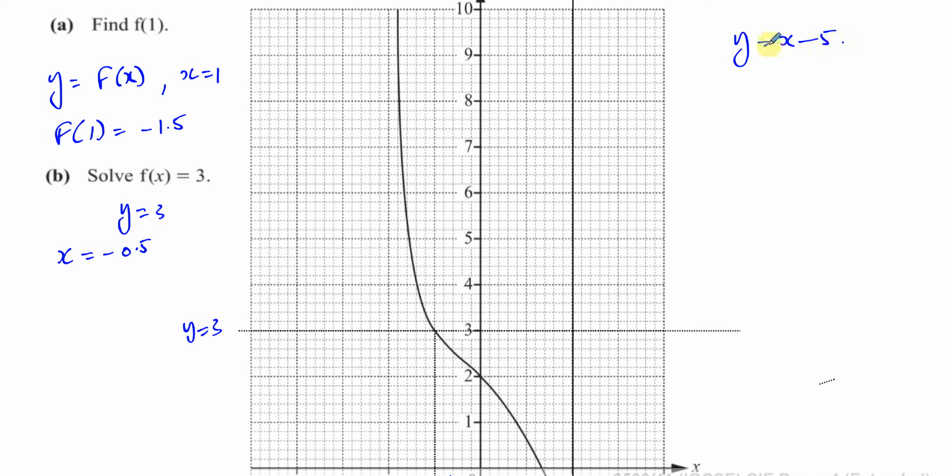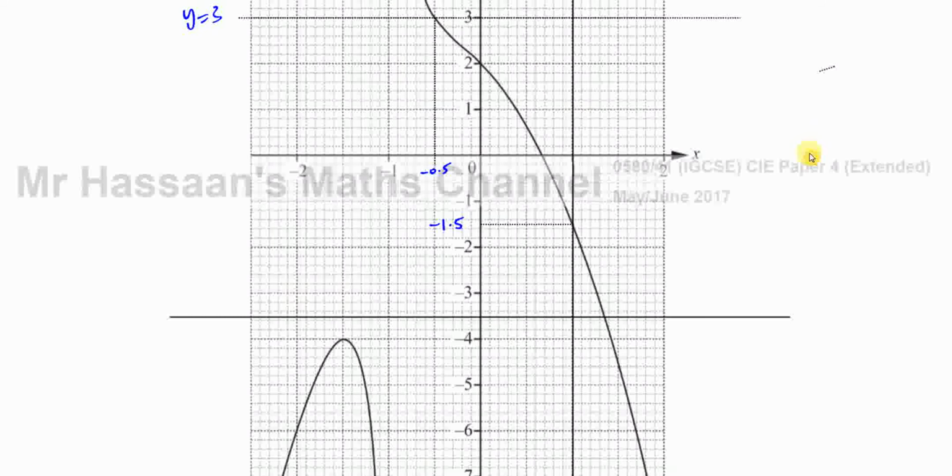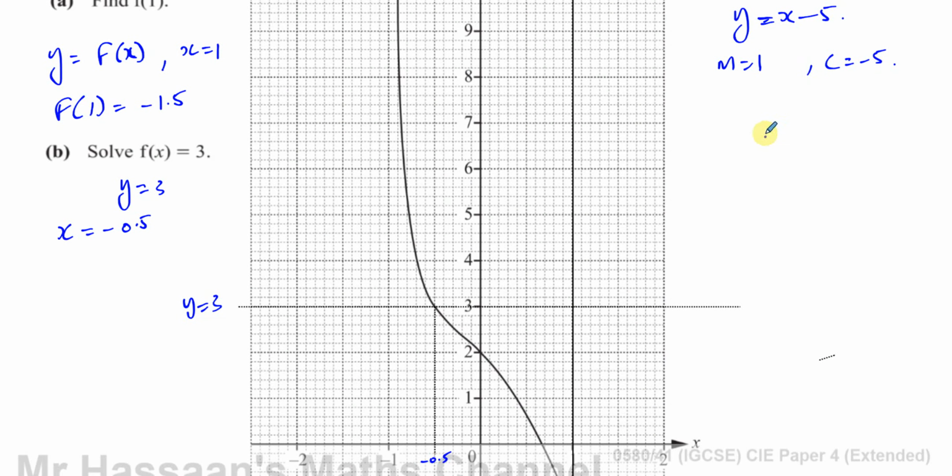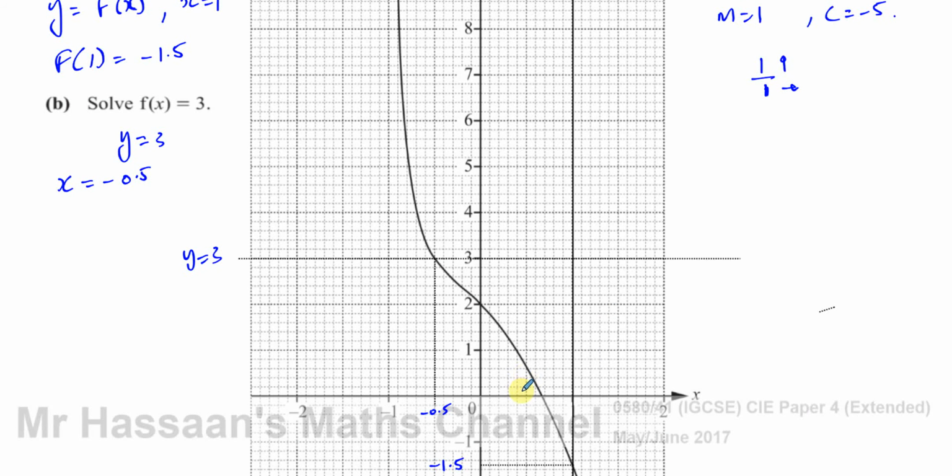Well, we know a couple of things about this line. We know the gradient is 1. We know the y-intercept is minus 5. So we know that it goes through minus 5 on the y-axis. That's one way of drawing it. And we know the gradient is 1, so the gradient as a fraction is 1 over 1. So the rise is 1 and the run is 1. So for every 1 it goes up, it goes 1 across.